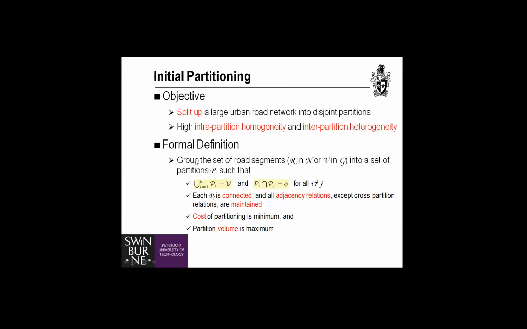The problem is to group the set of road segments into a set of partitions, such that the union of all the partitions gives all the nodes, which is the set of all the road segments, which means that all the partitions cover the whole considered network. The second condition is that there is no intersection between any two partitions, which refers to the condition of disjoint partitions, meaning there is no overlapping between any two partitions.